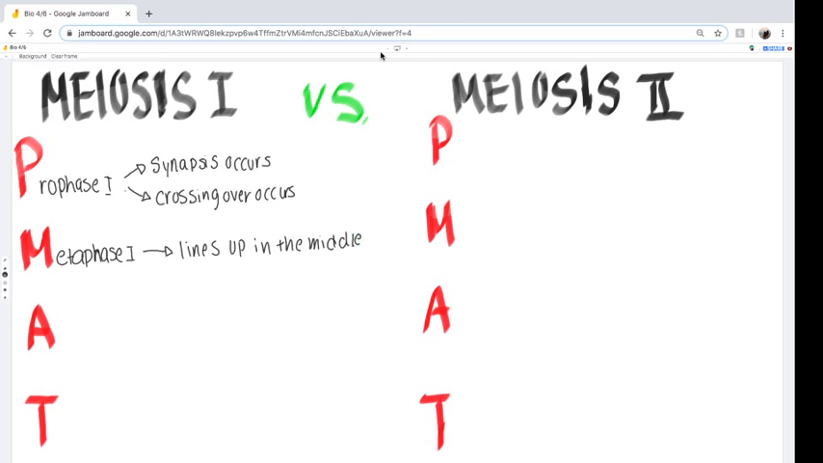Now going on to anaphase 1. Similar to mitosis before, the homologous chromosomes are going to separate. So we can write that in anaphase 1, you could say homologous chromosomes separate.